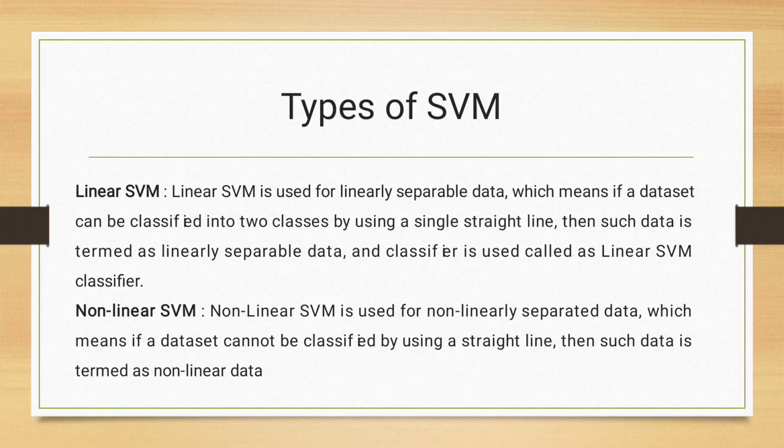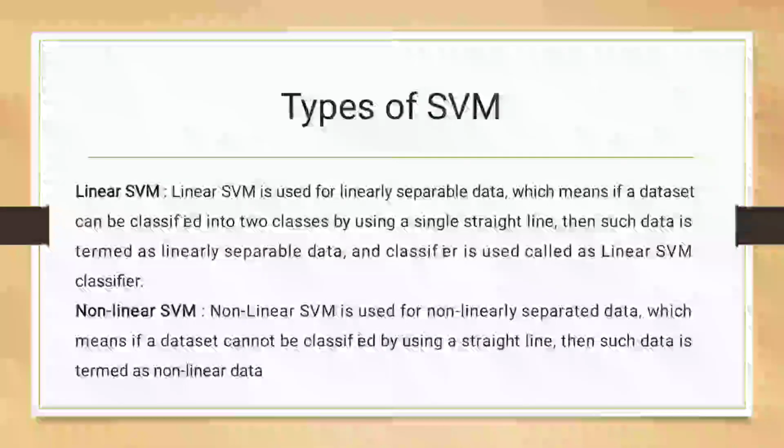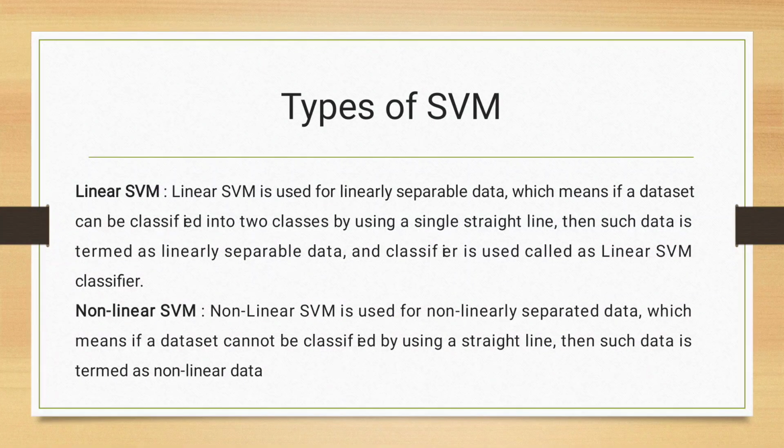Types of support vector machine: linear SVM and non-linear SVM. First, linear SVM is used for linearly separable data, which means if a dataset can be classified into two classes by using a single straight line, then such data is termed as linearly separable data, and the classifier is called a linear SVM classifier.